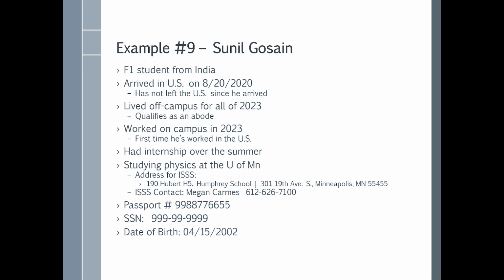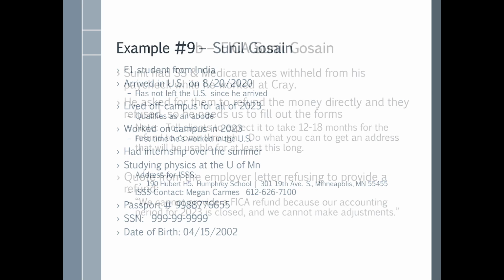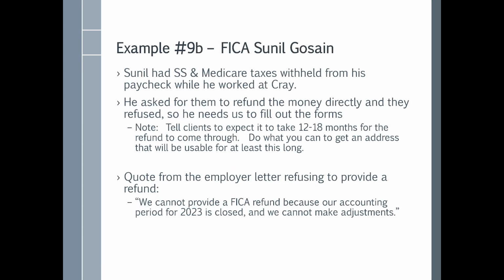So you guys probably remember Sunil from our training, a student from India who had an internship over the summer. We're going to imagine that he had Social Security and Medicare taxes withheld from his paycheck while he worked at Cray. He asked them for a refund and they did not give it to us, so he needs to do the forms. Again, a reminder, 12 to 18 months, so we want to use an address that's going to work for at least that long. And here's our hypothetical quote from the employer, of course not a real one: We can't provide FICA refund because our accounting period is closed and we can't make adjustments.